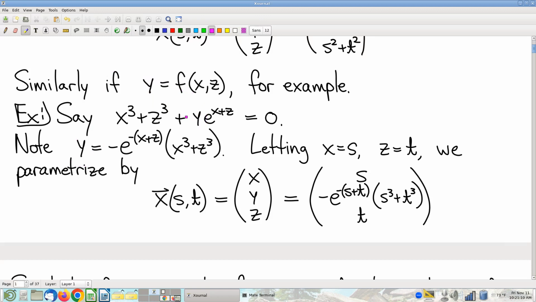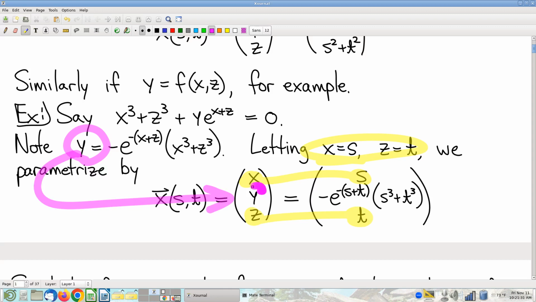But once you have one of the variables as a function of the others, so x and z are our input variables, we let them be the parameters. And then our hands are tied. We've already won the game, whether we like it or not. So y has to be this, and we're done. We have position as a function of two variables, s and t.